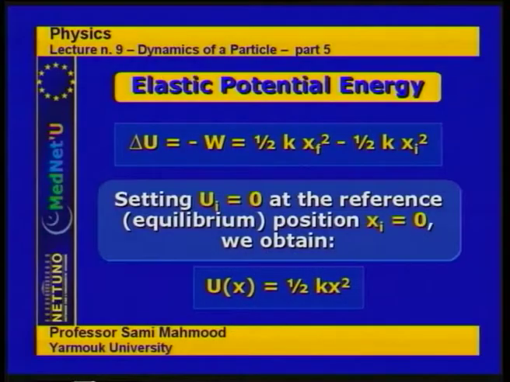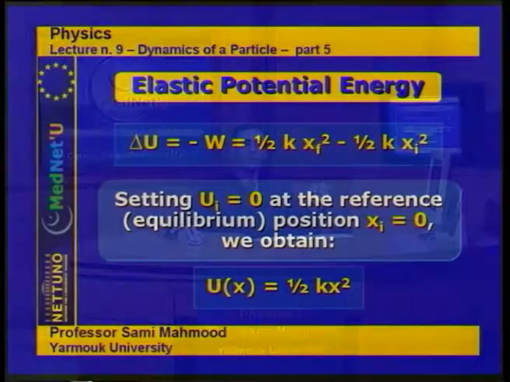And thus, we obtain a functional for the potential energy, U of x is equal to 1/2 k x square. So we can say the potential energy stored in an object-spring system is equal to 1/2 k x square, where k is the spring constant and x is the stretch or the compression of the spring from the relaxed position.